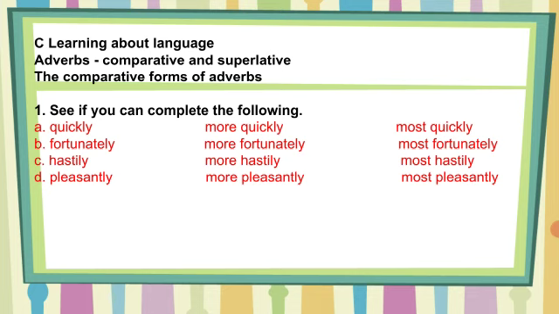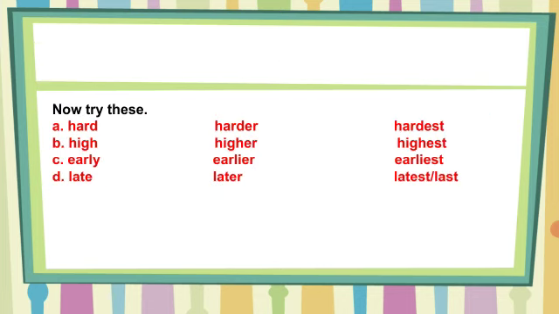Okay, students, in section C, learning about language, you have to write the comparative and superlative degrees of these adverbs. Quickly, more quickly, most quickly. Fortunately, more fortunately, most fortunately. Hastily, more hastily, most hastily. Pleasantly, more pleasantly, most pleasantly. And you have to try these ones also.